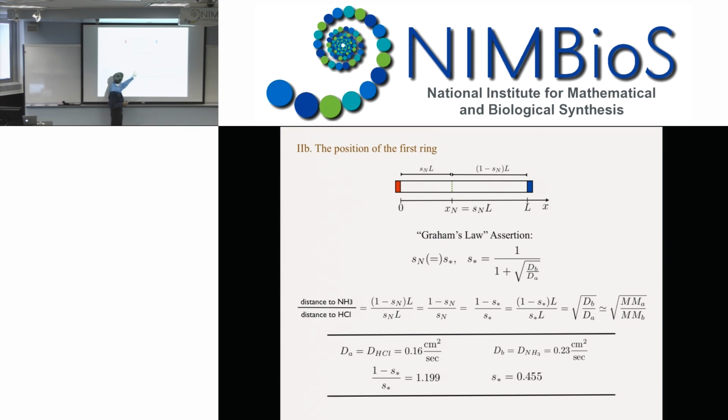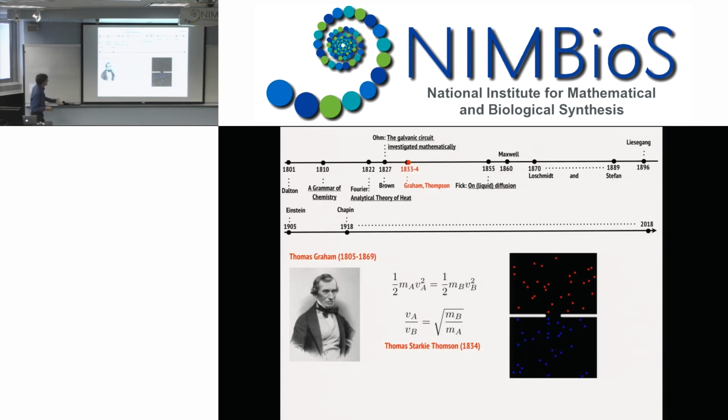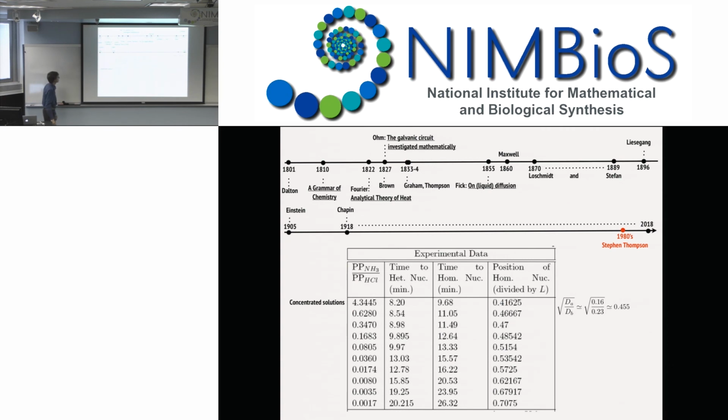I didn't explain this. S sub n is the experimentally observed position of first white powder. S star is what you claim in the textbook you're going to get, that S star is equal to S sub n, and that S star is given by this ratio here. So S star should be 0.455, or if you look at the ratio of distance to ammonia divided by distance to HCl, 1.199, larger than 1 because ammonia is the lighter gas. That was just why we call this Graham's law, because of the number their claim is going to be.